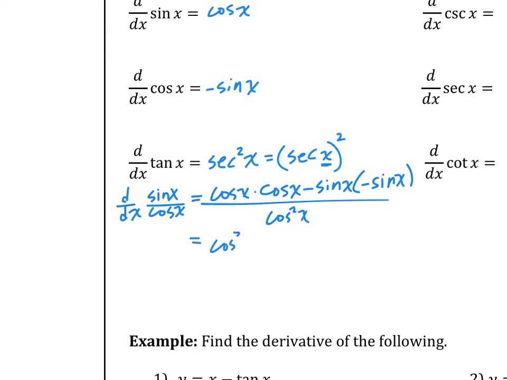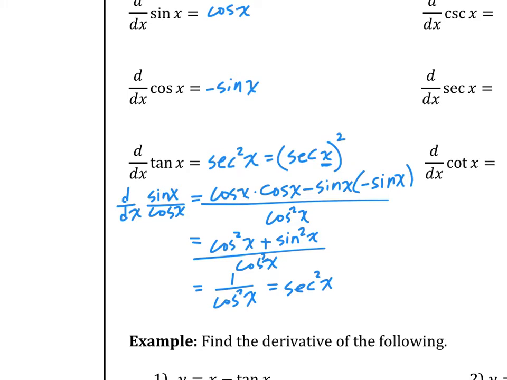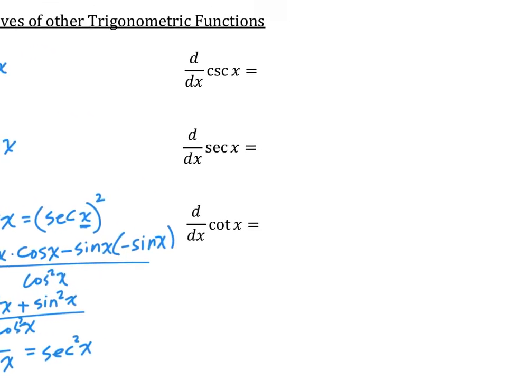So cosine squared minus, and then those multiply together to get positive sine squared, over cosine squared. We know that cosine squared plus sine squared is 1. Sorry, I forgot the square there. So this becomes 1 over cosine squared. 1 over cosine squared is secant squared. So that's how we get secant squared. But again, please just memorize that it's secant squared and not do the quotient rule.